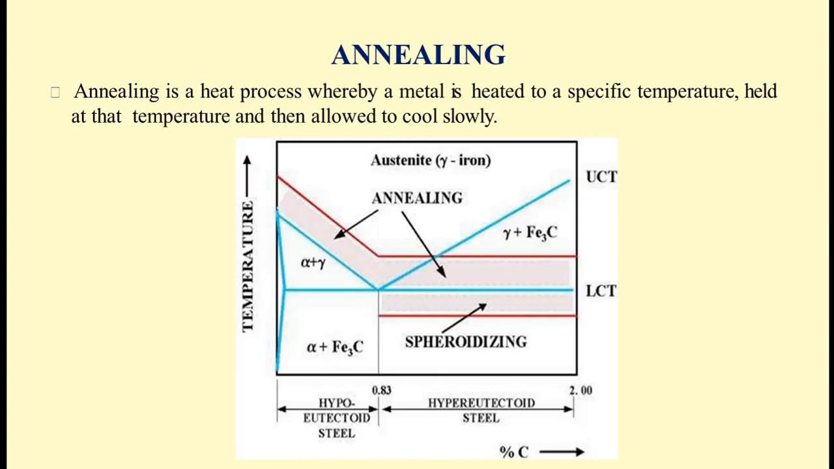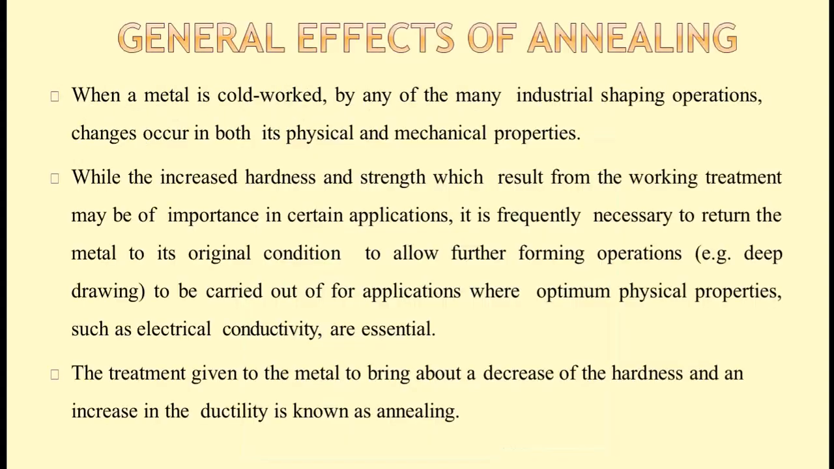Spheroidizing is also shown in this particular diagram. Spheroidizing means making spheroids, or spheroid-like crystallinity, within the structure, and that is done below 727 degrees centigrade, the lower critical temperature. Of course, UCT and LCT mean upper critical temperature and lower critical temperature for an iron carbon system.